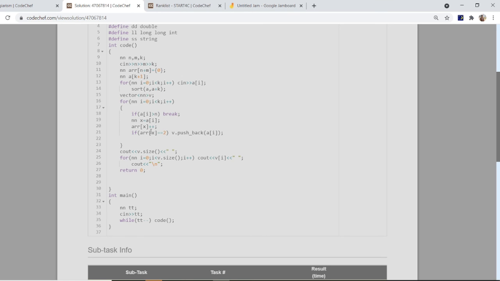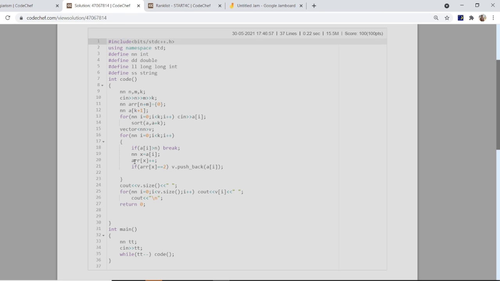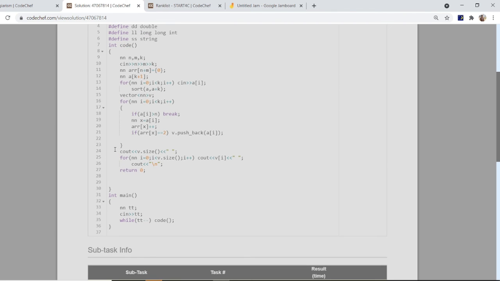And after that I take an x and I count the frequency here. I hope you guys know how to count the frequency. So I count the frequency here, and after that I put them into the vector. I hope you guys get the point. Then I print the vector size, and then I print the vector. I hope you guys get the point.